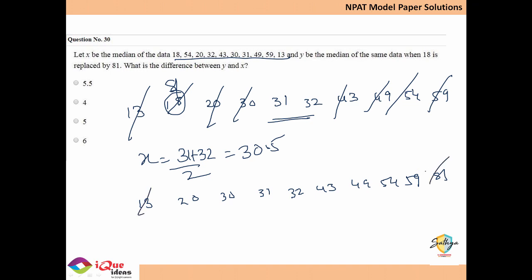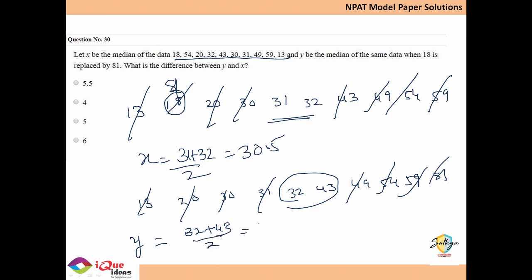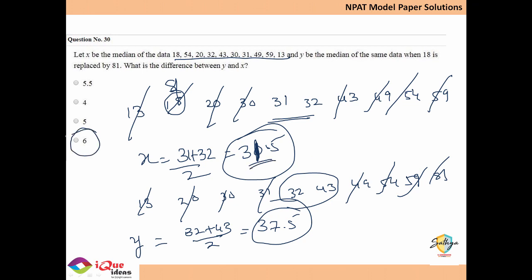So again, eliminating one number from each side to reach the center, we come to 32 and 43. So the value Y is (32 + 43) divided by 2, which is equal to 37.5. So the difference between X and Y is 37.5 minus 31.5, which is 6.